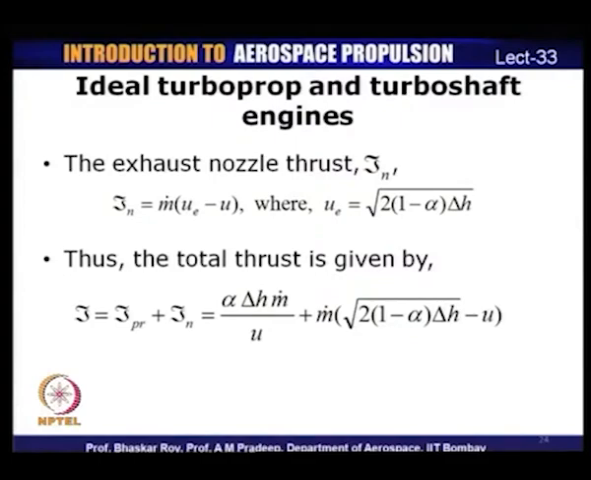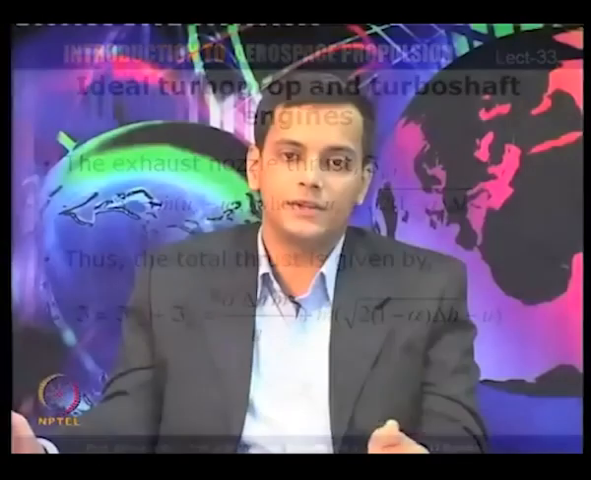So, here I have not described the step by step cycle analysis, because it is identical to what we have done for turbojets and turbofans, and all you have to do is to find out the temperature at the power turbine inlet, and therefore, across the power turbine you could determine the enthalpy drop, which in turn gives you the propeller thrust. And once you know the power turbine exhaust conditions, you can also find out the nozzle exhaust conditions, and therefore, the nozzle thrust can also be determined.